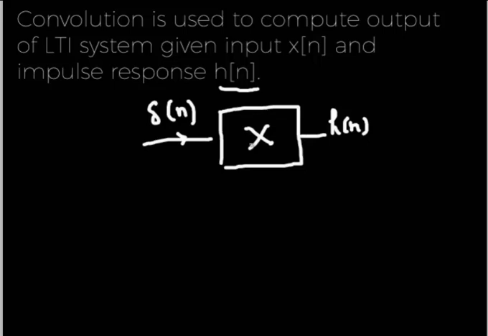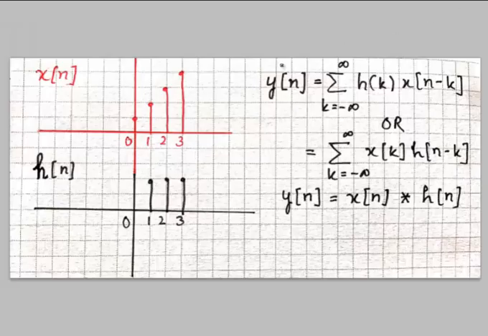You need to be aware of the definition of convolution, and you could check out previous videos for that. Convolution is only applicable to LTI systems, so you need to be aware of what LTI systems are. But here we'll be given x of n, the input for which we wish to calculate the output if the impulse response of that system is known. So let's begin with the computation process.